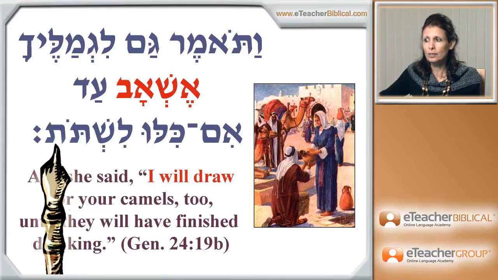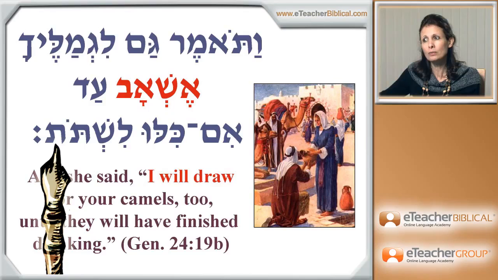So the context here is Rebecca is meeting Eliezer. Eliezer is Abraham's servant. He was sent by Abraham to look for a wife for Yitzchak, for Isaac, and then he meets the later-on wife to be, Rivka, and she is so generous. She offers to draw water for him and for his camel.